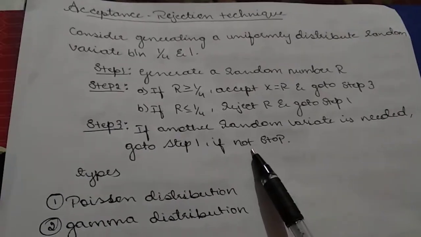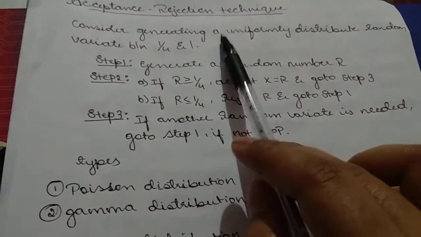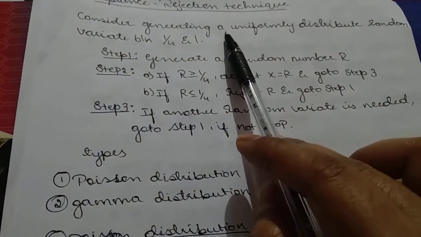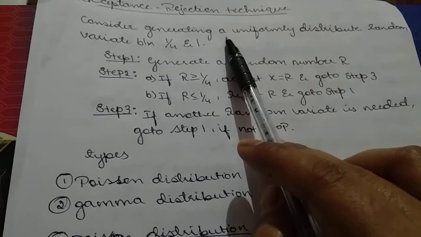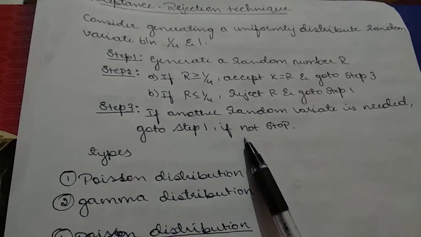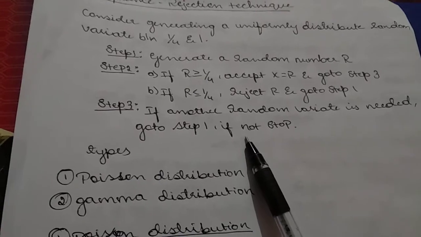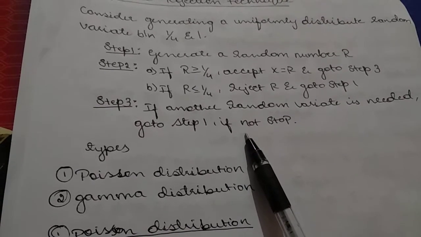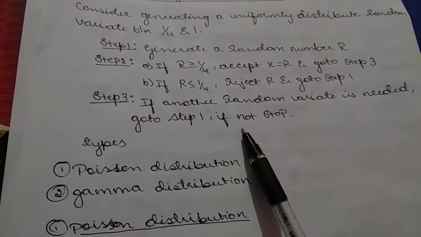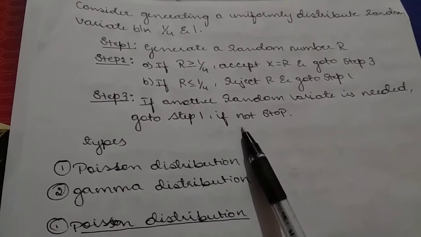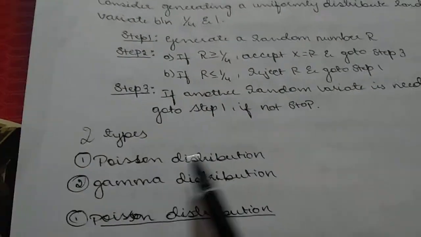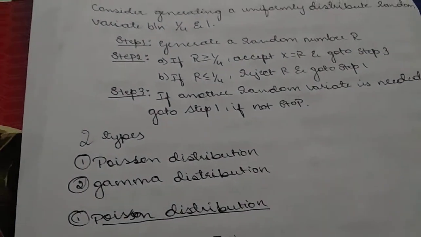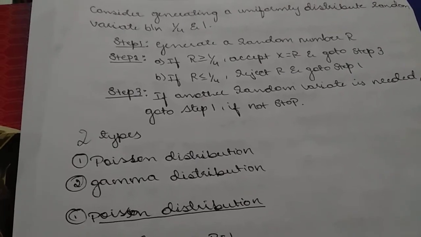The name itself says it: acceptance rejection technique. In this method, a random number is generated, and only if that random number satisfies some particular condition, then the random variable is generated. If the random number fails to satisfy that condition, then the random variable will not be generated. This is called the acceptance rejection technique. In this technique we have two types, the Poisson distribution and the gamma distribution. First we'll see the Poisson distribution.